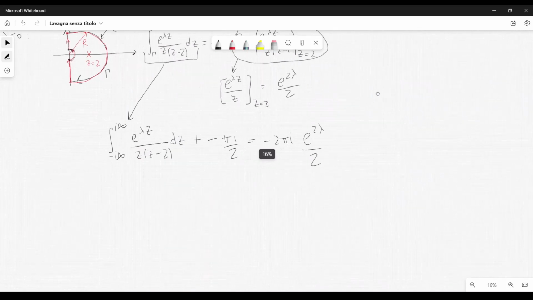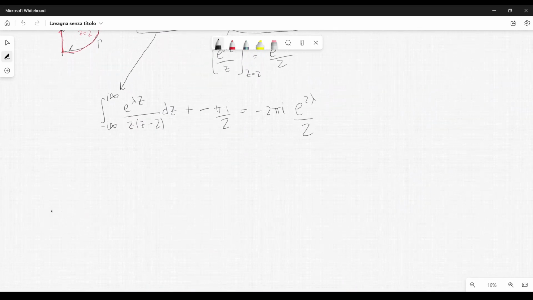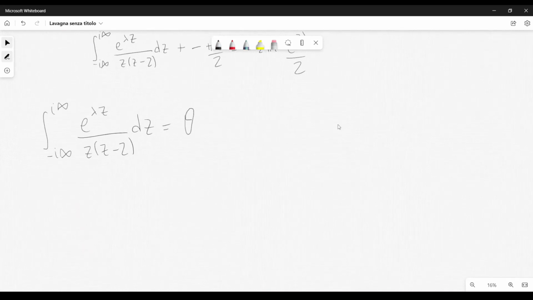So basically, we can write down the result in this fashion. The integral from minus i infinity to i infinity of e to the lambda z divided by z times (z minus 2) dz can be written like this by using the theta function. This theta function is simply the step function if you want. Let me sketch it here.